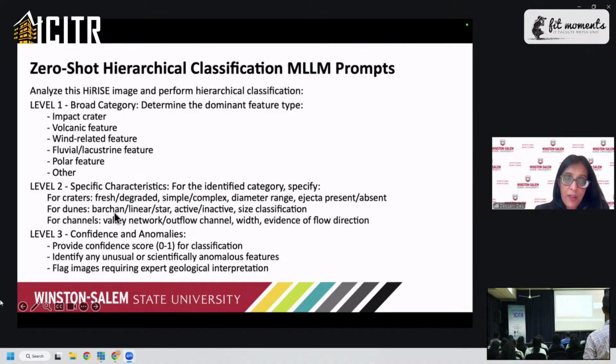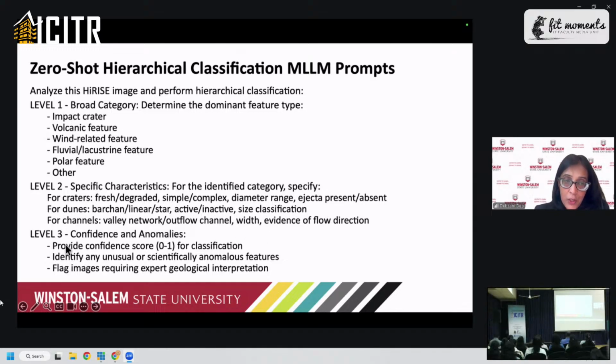In the second level, we are asking for much more specific characteristics. So if it is a crater, is it fresh? Is it degraded? Is it simple? Is it complex? For dunes, is it a linear dune? Is it a star dune? For channels or flow-like structures, we are also asking it to identify those things.